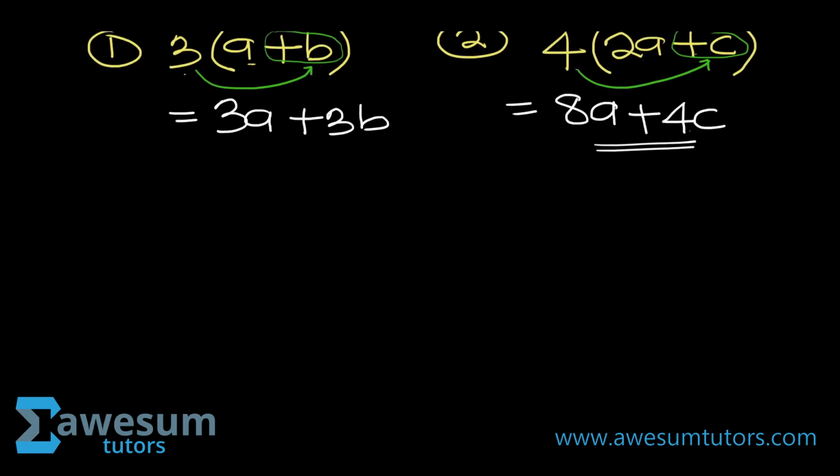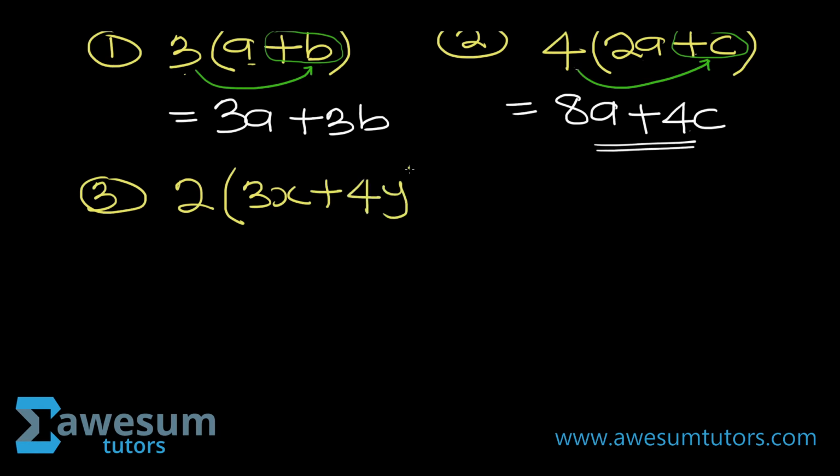Let us take a look at another example right here. Example 3. 2 bracket 3x plus 4y, close bracket. In the case of this also, what are we going to do? 2 is going to multiply 3x. 2 also is going to multiply this plus 4y.